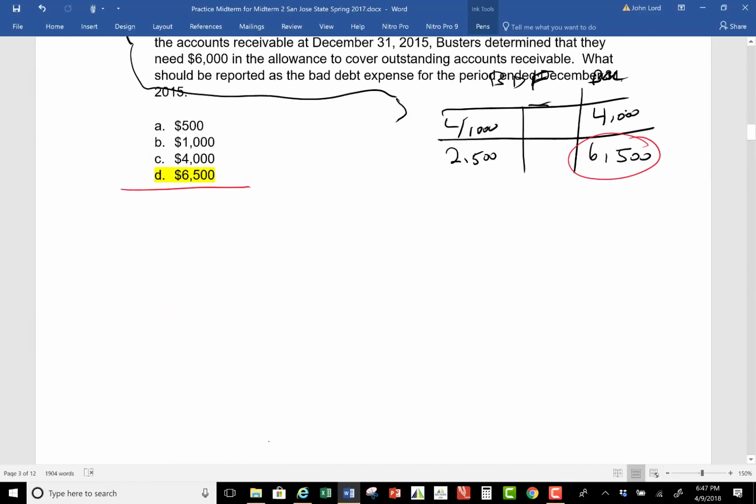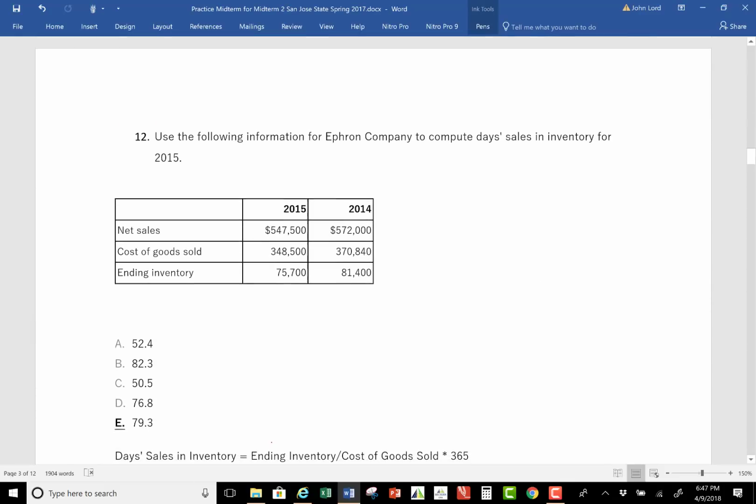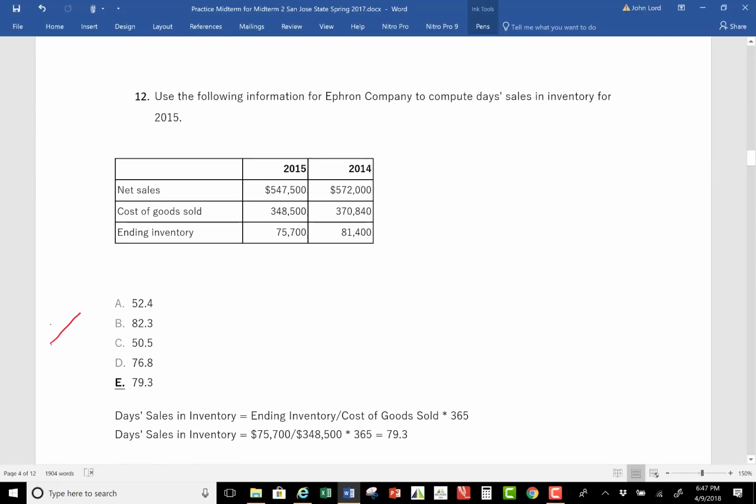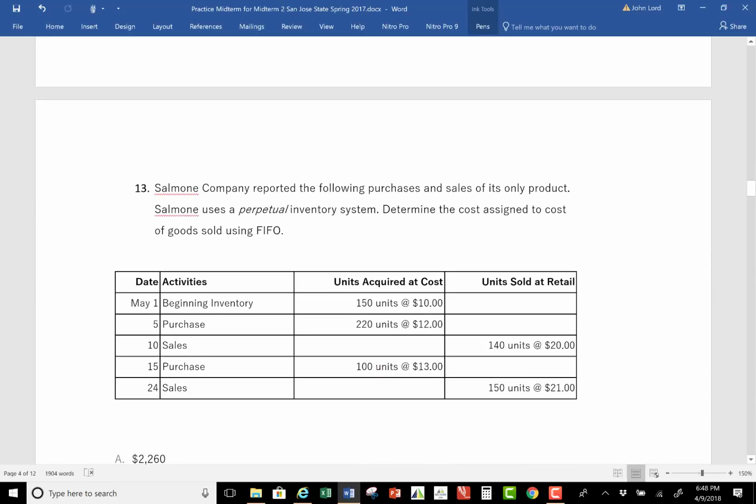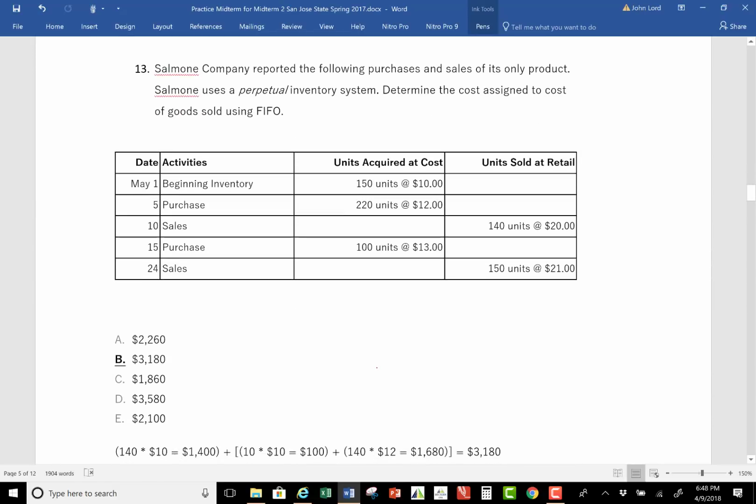Okay, good. Come over and let's look at this one. Using the following information, compute the days in sales inventory. We're not doing that. Wait a minute. Days sales in inventory. Yeah, I don't want to do that one. We're not doing that. You can skip question 12. That's not something I'm going to test you on. I thought it was a days in inventory, and it's not.